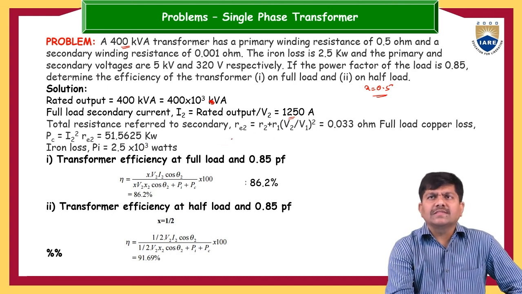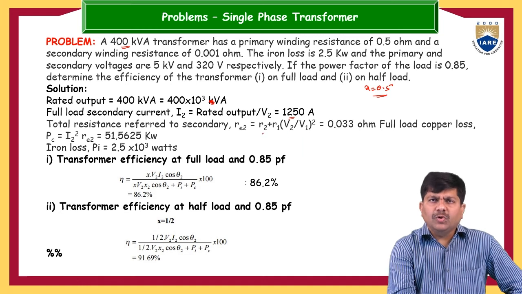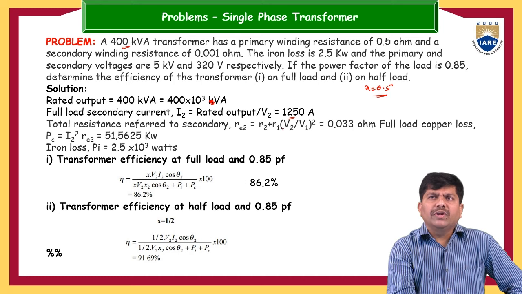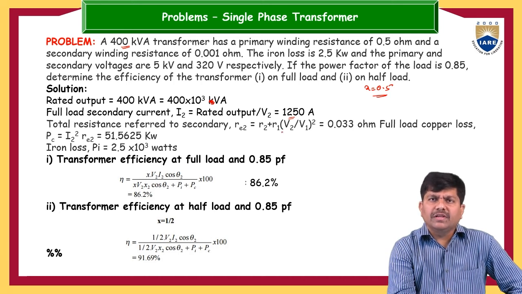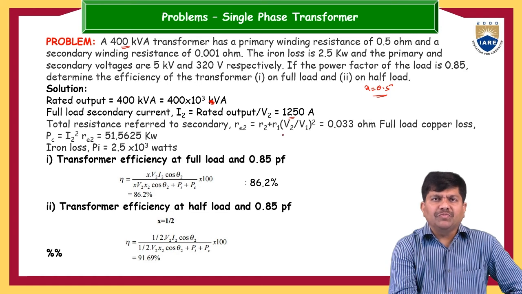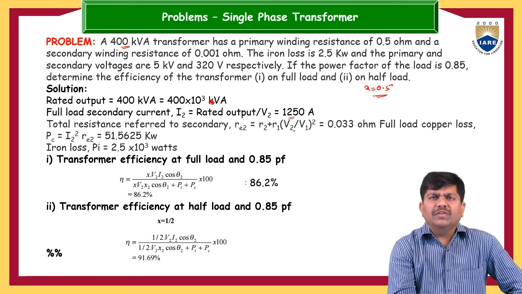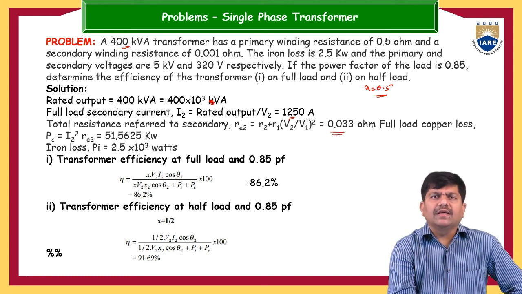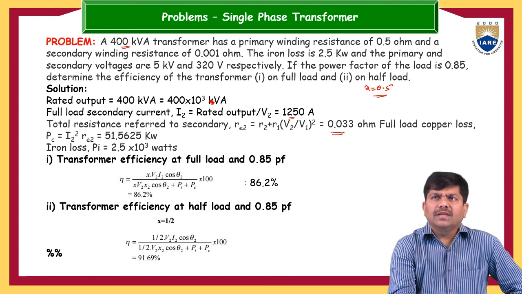Now the total resistance referred to the secondary. Let us shift the total resistance into the secondary winding. R2 will remain the same, only R1 is going to change. R1 into K square is the formula. What is K? K is nothing but the transformation ratio, that is V2 to V1 or N2 to N1; whichever you are convenient with, you can take that value and substitute here. Now the total resistance referred to the secondary is 0.033 ohm.